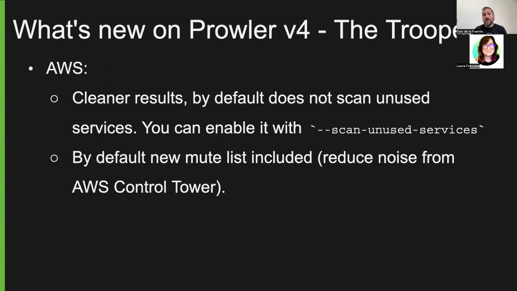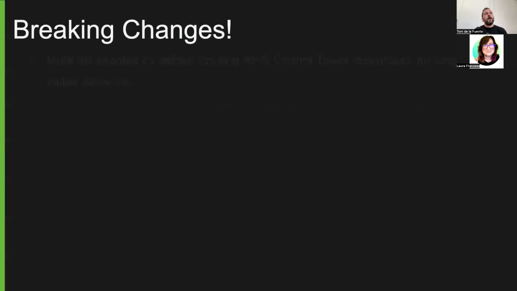For example, if you're familiar with AWS Control Tower, it has some kind of misconfigured resources in your own account, and you cannot change them. So we have an example, and we run it by default, of our new mute list removing the noise that Control Tower makes in your findings.